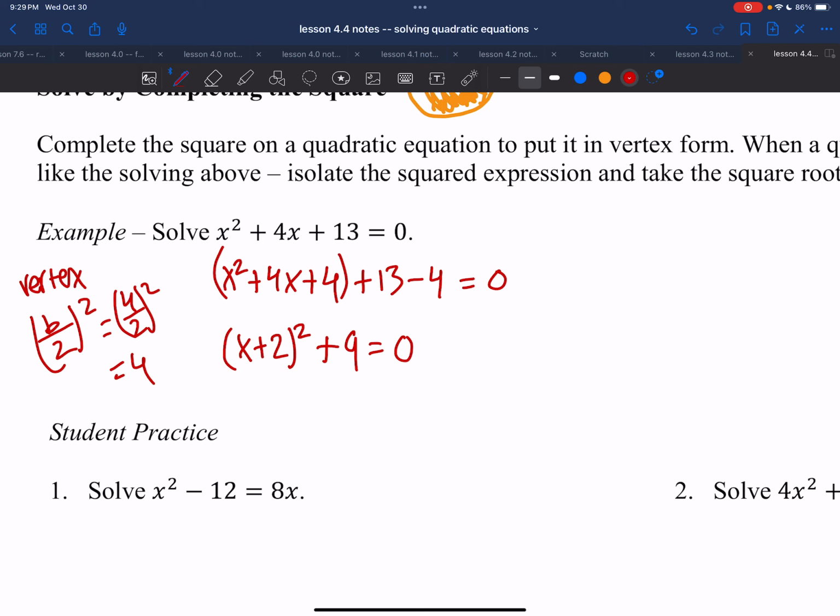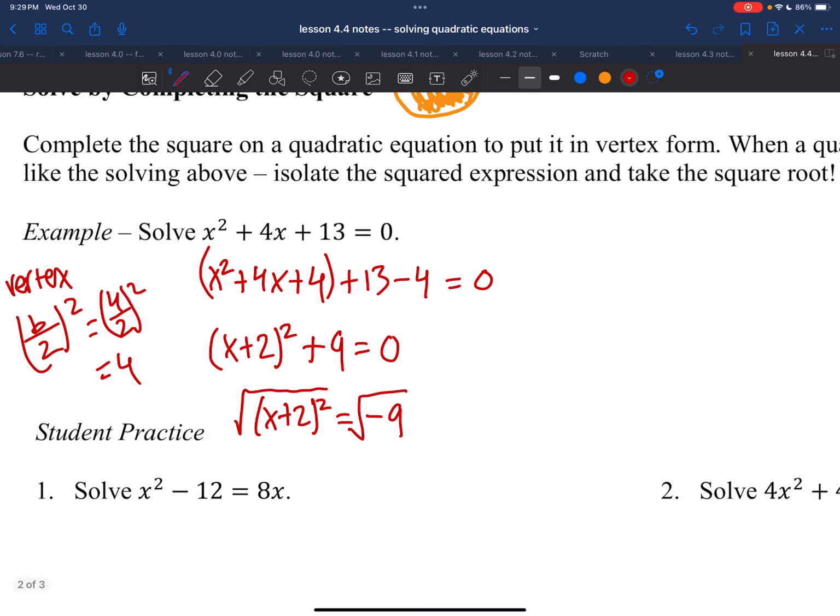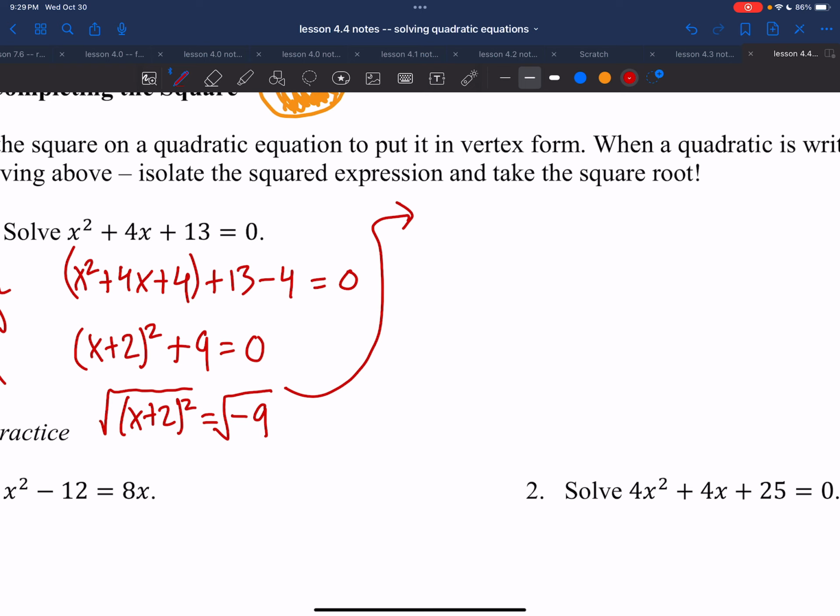Nice. So I've put it into vertex form. This is beautiful. I love this. How do I solve for x? Well, it's kind of like we just did. Isolate the squared term, meaning get x plus 2 squared alone by subtracting 9 to the other side. Then at this point, you can get rid of the square by taking the square root of both sides. So here's what this is going to yield. You're going to have x plus 2 equals, we take a square root, there could be a positive or negative solution, and it's the square root of negative 9.